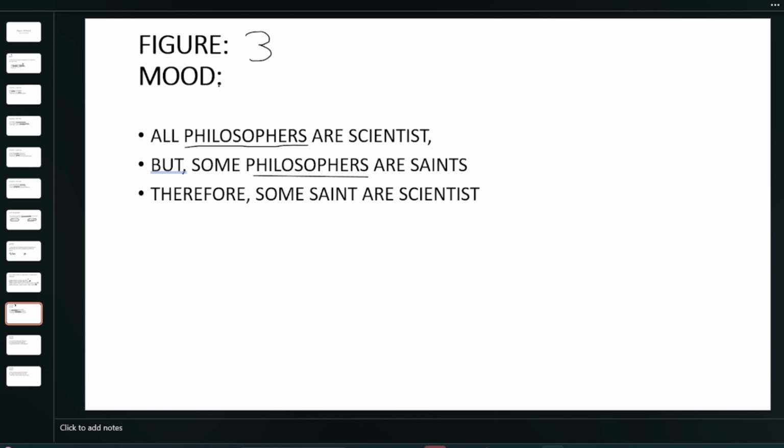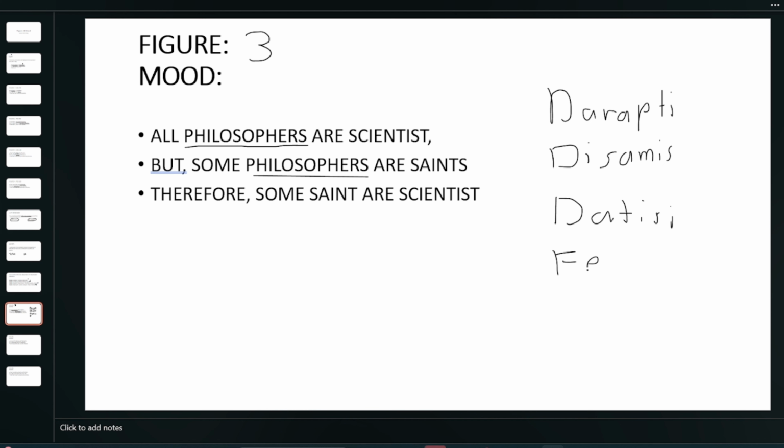Now, this is going to be the difficult part if you haven't memorized it, but in simple terms, you just have to list out all the moods in figure 3: Darapti, Disamis, Datisi, Felapton, Bocardo, and Ferison.